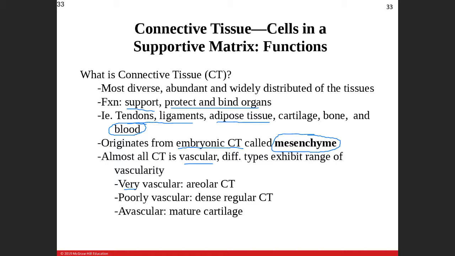So when we talk about something that's very vascularized, areolar connective tissue is what we call a loose connective tissue. If it's loose, that means there's lots of room for stuff, and blood vessels like to go where there's room. Then when we get to dense regular connective tissue, that's going to be ligaments and tendons. They have few blood vessels there. That's why it takes them forever to heal. So they're poorly vascularized. Now, pay attention to this last one here, avascular, mature cartilage. Baby cartilage, or immature cartilage, does have some blood vessels, but as it matures, it loses those blood vessels. So you need to know that mature cartilage is avascular.